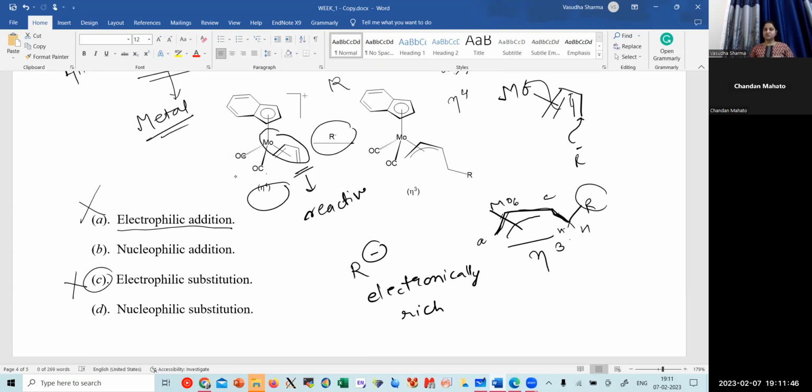Then your focus would be on the other two options. Since this R negative, which is coming into your reaction scheme, is electronically rich, it can't be an electrophile. This is a nucleophile. So either it could be a nucleophilic addition or a nucleophilic substitution. Now you need to see whether it is substituting some ligand which is already negatively charged or it is getting added to it. Can you answer this, Chandan?